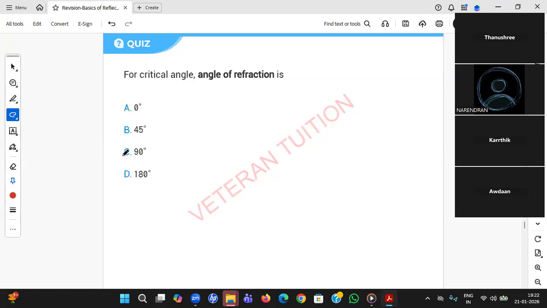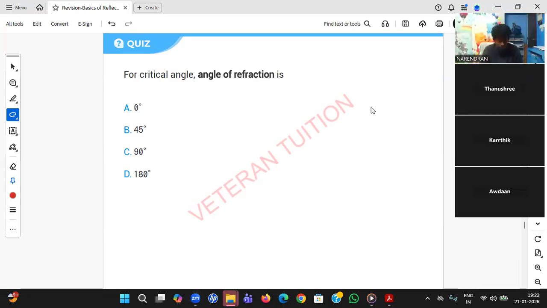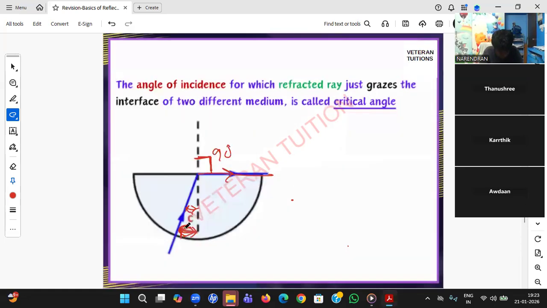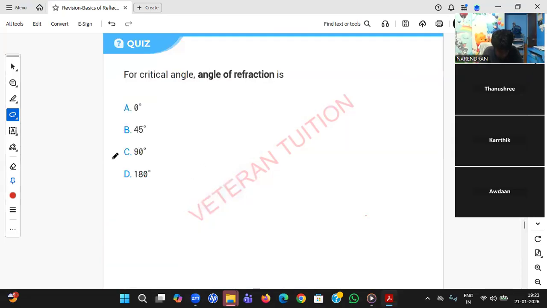For critical angle of refraction... why are all not responding? Come on, Tanish, Karthik. Respond, students. Tanish is not there. Come on, students, for critical angle, what is the angle of refraction? This is the critical angle, it is touching the surface. What is the refractive angle? 90 degrees. That is what he has asked: angle of refraction.